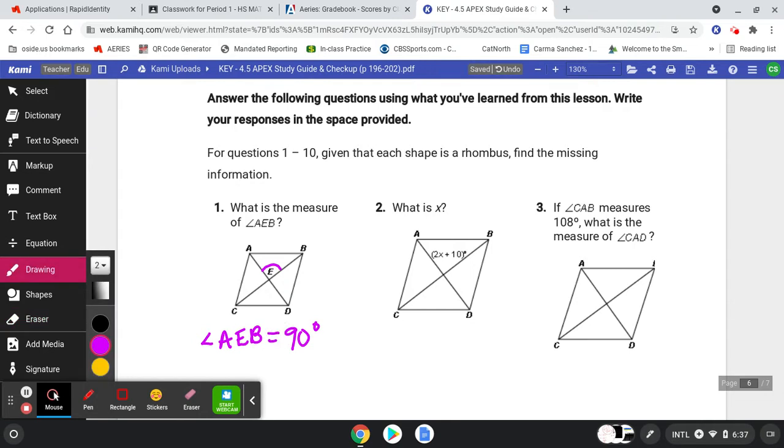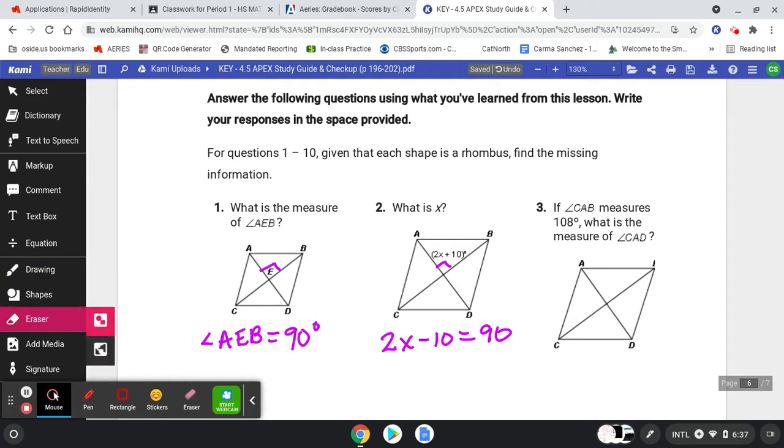So what is x? Looking at the next one, because they gave us an expression for this interior angle. And by the way, I should not use that shape. I should use a little square for 90. Because they gave us an expression, 2x minus 10, for that interior angle, we're going to set that equal to 90 and then solve.